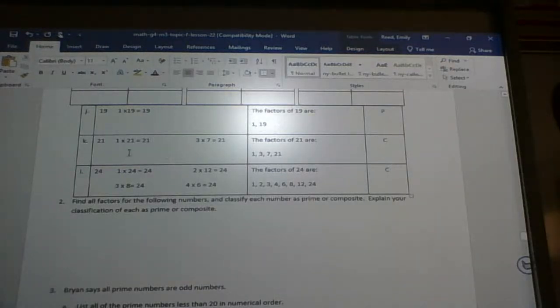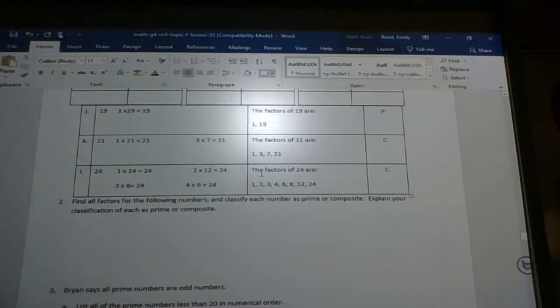On K, it's 1 times 21 and 3 times 7. The factors are 1, 3, 7, and 21, and it is composite. On 24, it's 1 times 24, 2 times 12, 3 times 8, 4 times 6. The factors for 24 are 1, 2, 3, 4, 6, 8, 12, 24, and it is composite.